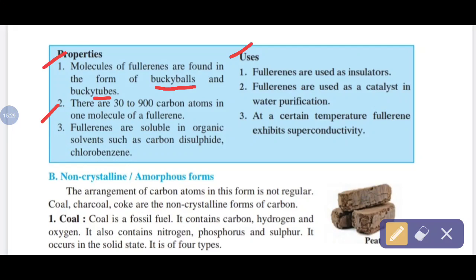Second property, there are 30 to 900 carbon atoms in one molecule of a fullerene. See that. What is the range of the number of carbon atoms present in this fullerene allotrope of carbon? So there are 30 to 900 carbon atoms. This range is given. That much carbon atoms are present in one molecule of fullerene.